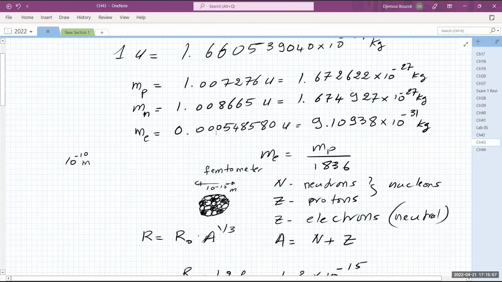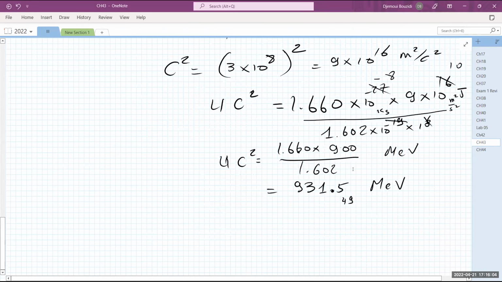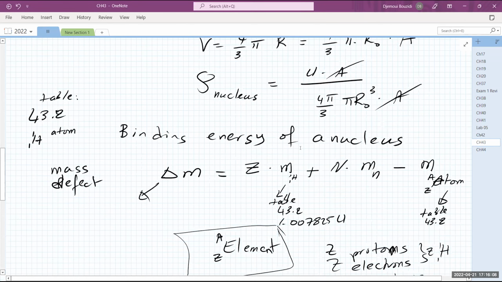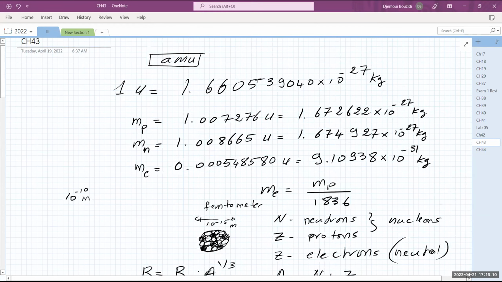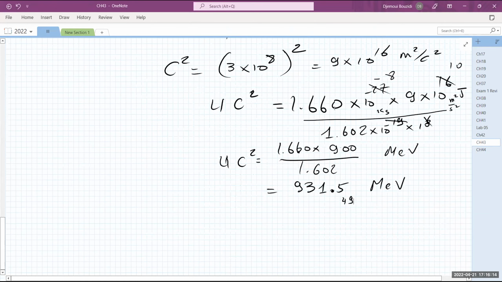For the case of the electron, though, it's a different story. If I do the same calculation, the only thing that changes in here is this expression here. Instead of 1.6606, it's going to be 0.0005. So it's really this number, or divide this whole thing by 1,836. If I do that, for the case of the electron, it's going to be 0.511 mega electron volts.